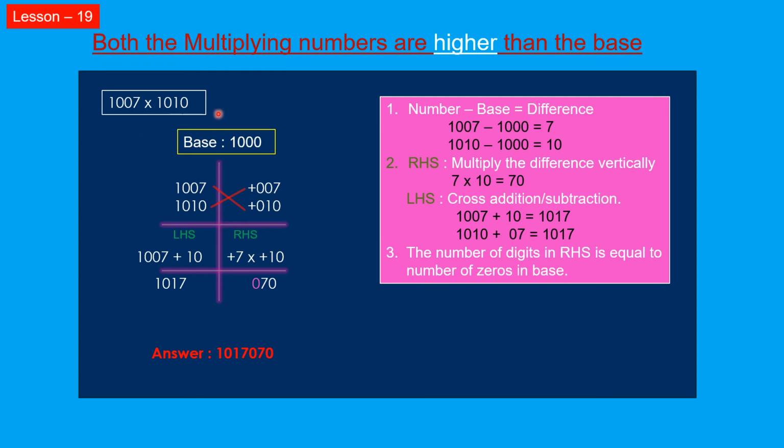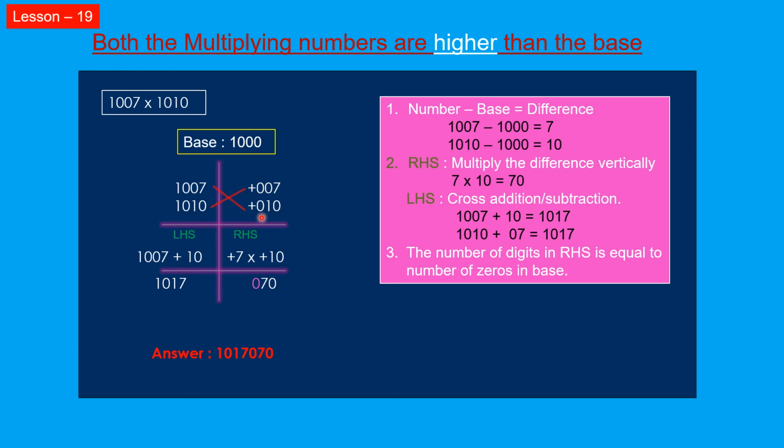1007 times 1010. So first thing, you identify the base. So our base would be 1000. And here we are taking the examples where both the multiplying numbers are higher than the base. Alright. The first step, number minus base equals difference. So 1007 minus base 1000 is 7. And 1010 minus base, that is 1000, is 10. So write the difference in front of the number. So write 7 in front of 1007 and 10 in front of 1010. That is your first step.